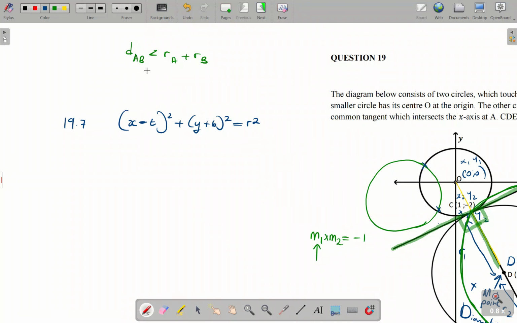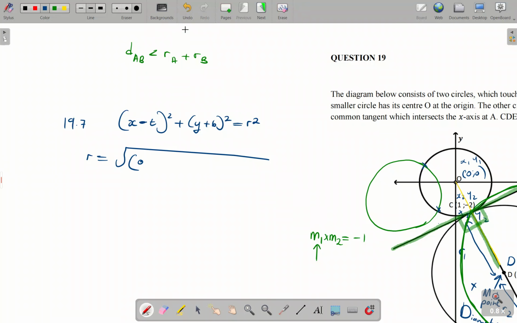So let's find the value of the radius of the small circle there. To find the small circle, I'm just going to use points O and C there. So just the square root of y2. I hope you can see that. So my x2 is going to be 0.